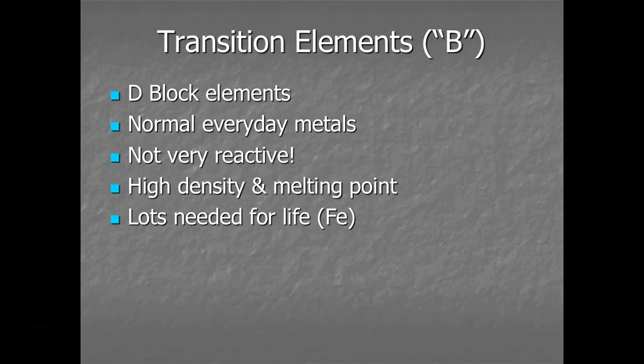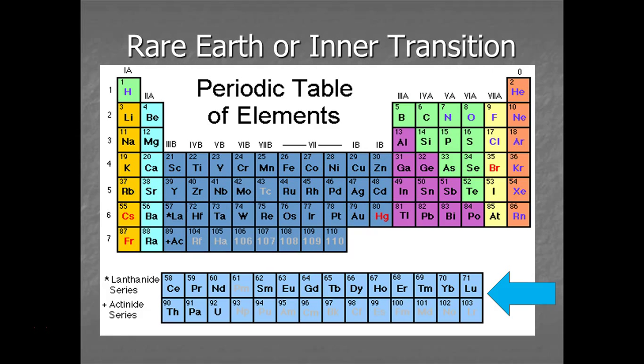Lots of these we have in our bodies. Here's an example: iron is in hemoglobin, which is in blood. It's the part of blood that will store oxygen. And then we use them also in a lot of building sorts of things. So the transition metals are pretty important to us for all of these reasons.